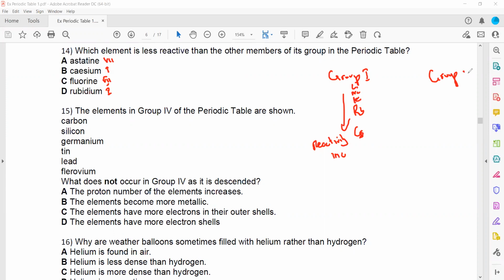When we check group 7, as we go down the group, the reactivity decreases. They become less reactive. So fluorine is more reactive than chlorine, chlorine more reactive than bromine, bromine more reactive than iodine, and iodine more reactive than astatine. So which is the least reactive? Astatine is the least reactive in its group. That's why A is the right answer.